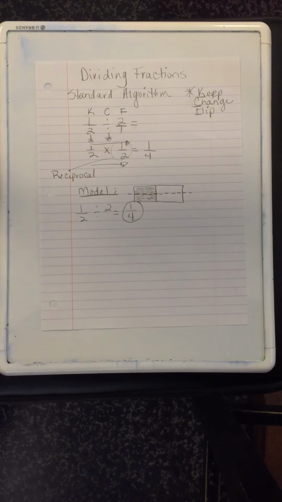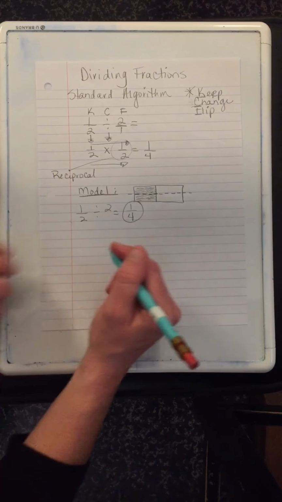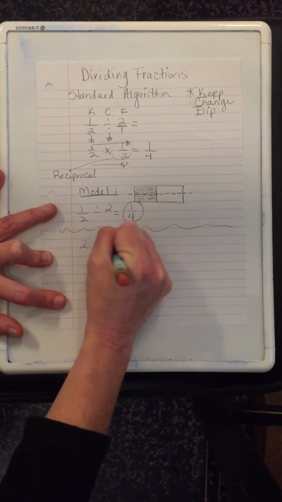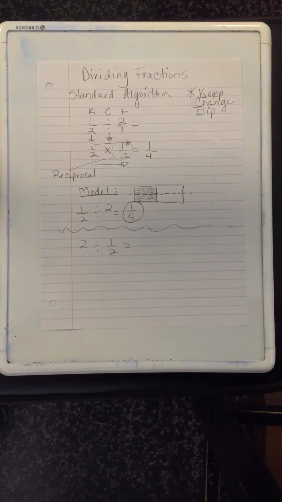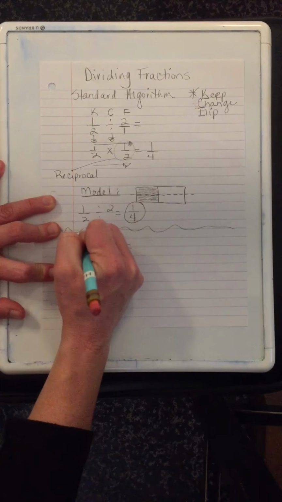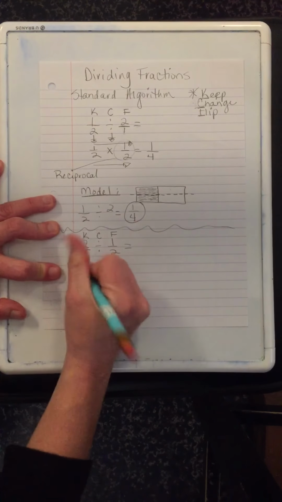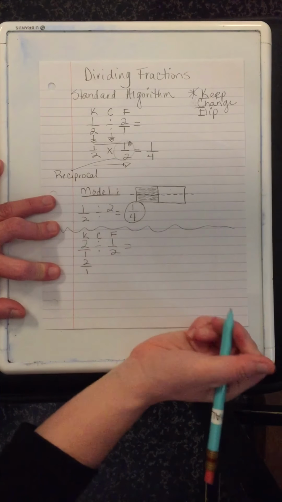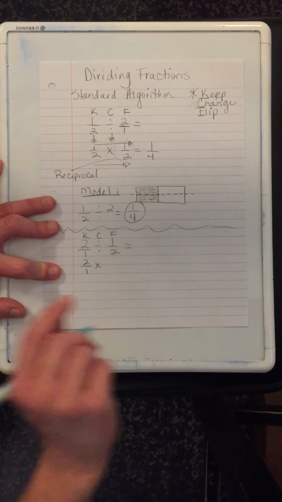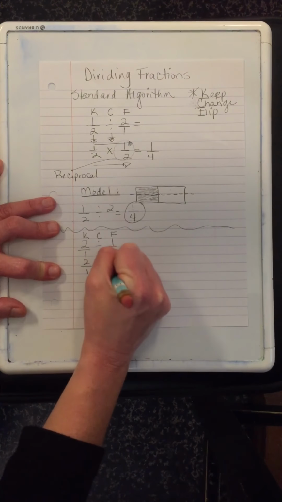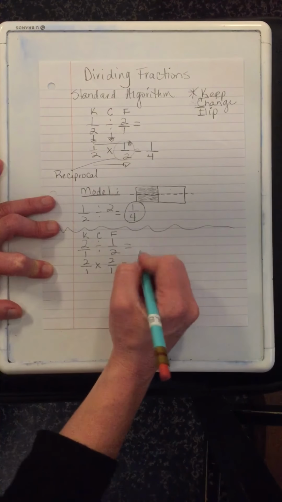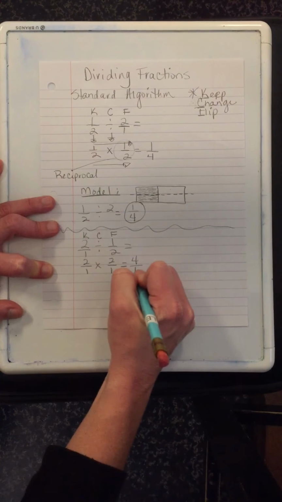So now we could actually do this with a whole number as well. We're going to flip this around and do 2 divided by 1/2. Let's see what happens when we flip them around. We're going to use the same process: keep, change, flip. So make both numbers look like fractions. K, C, F. We're going to keep this first number exactly the same. Change our operation to multiplication, and flip, or create the reciprocal fraction for 1/2, which is 2/1. Then we multiply across the top and multiply across the bottom. So 2 times 2 is 4 and 1 times 1 is 1.